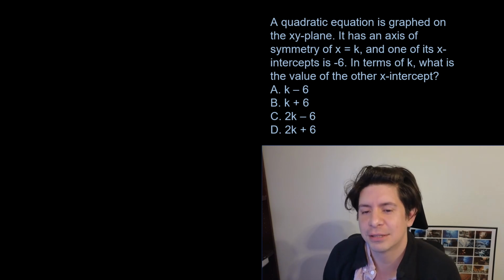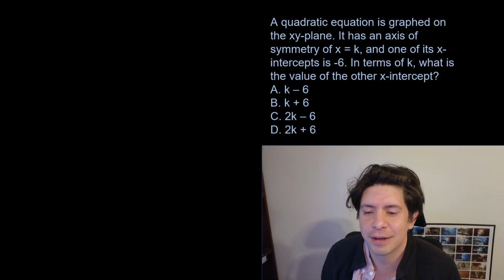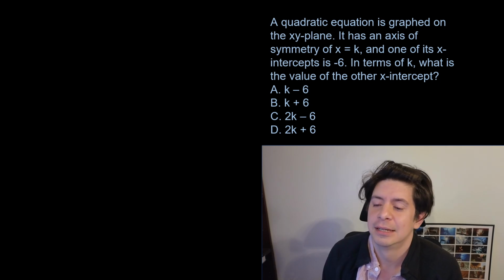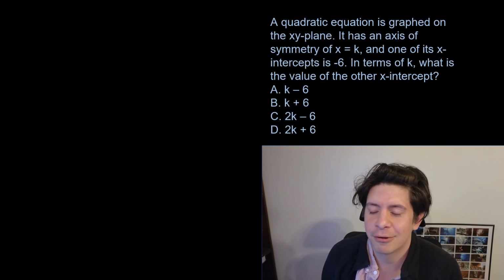A quadratic equation is graphed on the xy plane. It has an axis of symmetry of x equals k, and one of its x-intercepts is -6. In terms of k, what is the value of the other x-intercept?